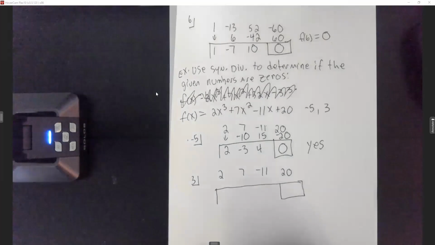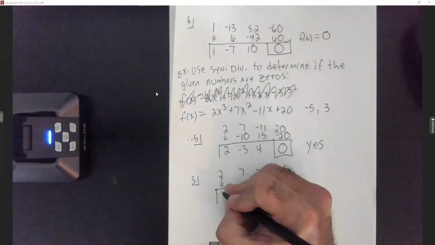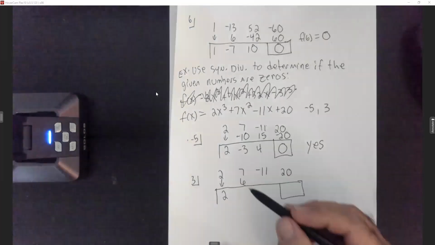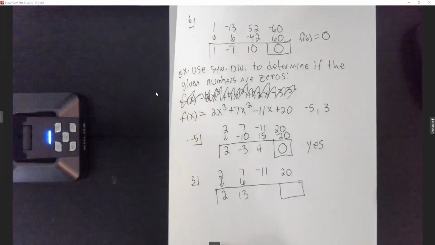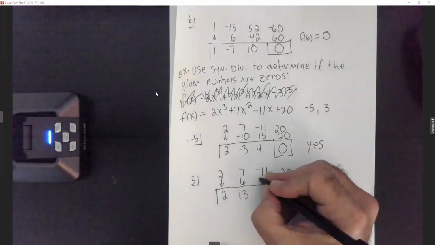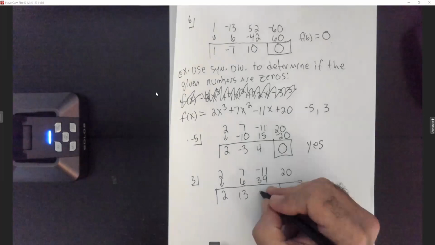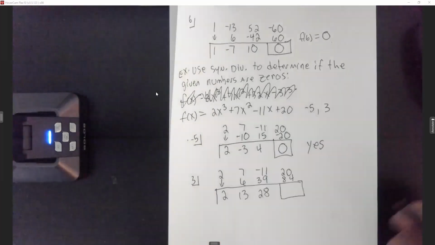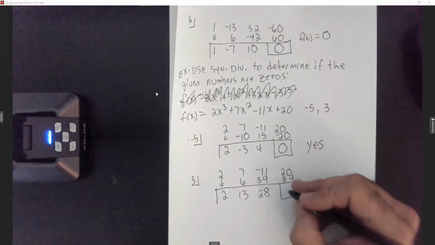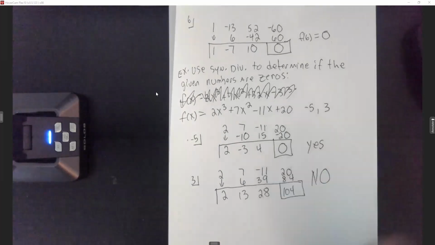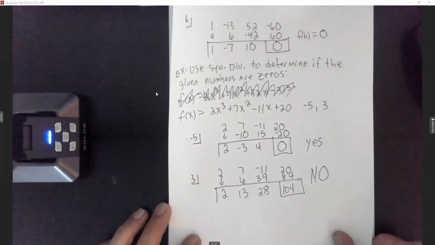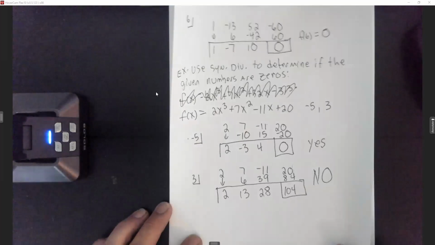So let's see if she is correct. So she brought down that 2. 2 times 3 gave her, what, a 6. 7 and 6 was 13. 13 times 3 was 39. Minus 11 was what, a 28. Woo, 28 times 3 was 84. So you're definitely not getting a 0 out of that, right? So definitely you are correct. So it's sort of fun being able to do that, right?